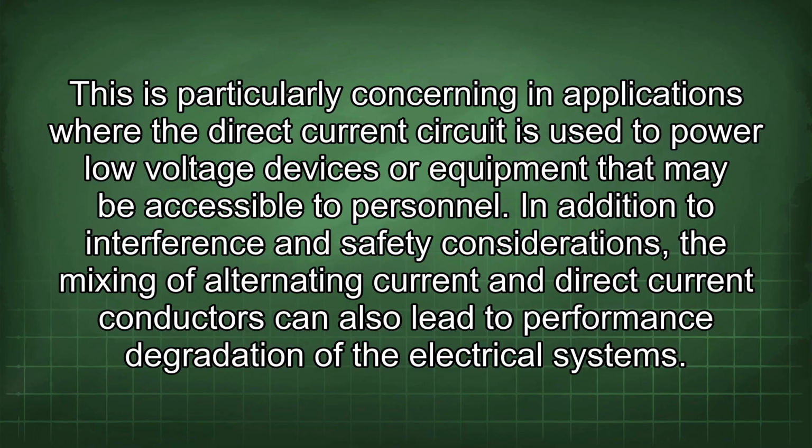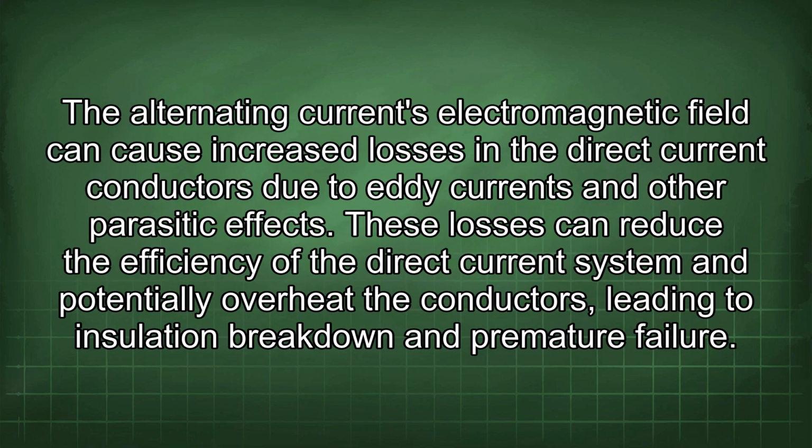In addition to interference and safety considerations, the mixing of alternating current and direct current conductors can also lead to performance degradation of the electrical systems. The alternating current's electromagnetic field can cause increased losses in the direct current conductors due to eddy currents and other parasitic effects. These losses can reduce the efficiency of the direct current system and potentially overheat the conductors, leading to insulation breakdown and premature failure.